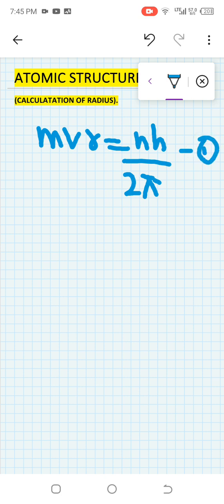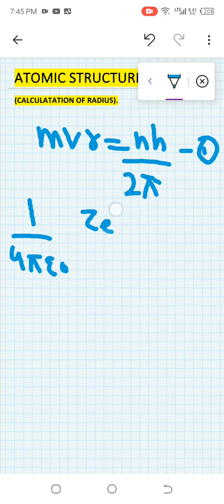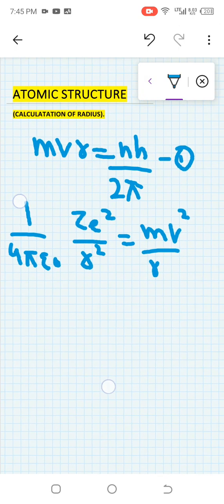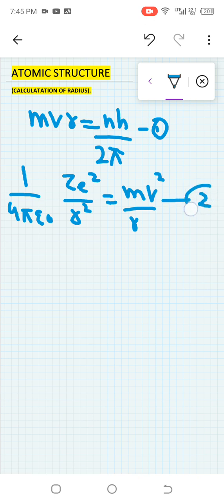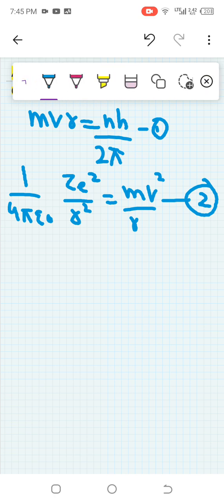Another equation was 1 upon 4 pi epsilon, Ze square upon r square, is equal to mv square upon r. This was the second equation. These both equations we made in the last video. Now, first of all, we're going to square the first equation, which is mvr equal to nh over 2 pi.